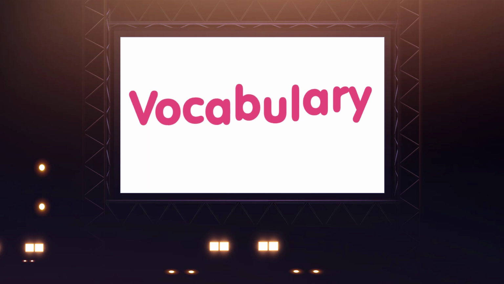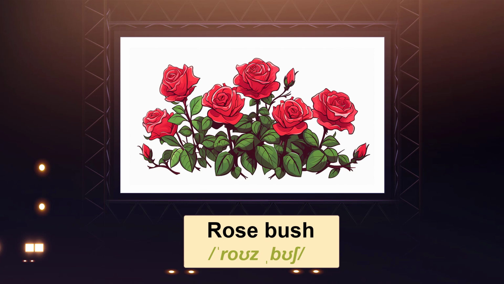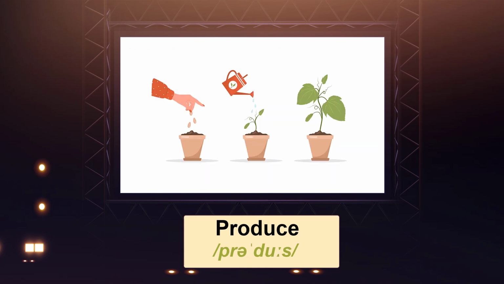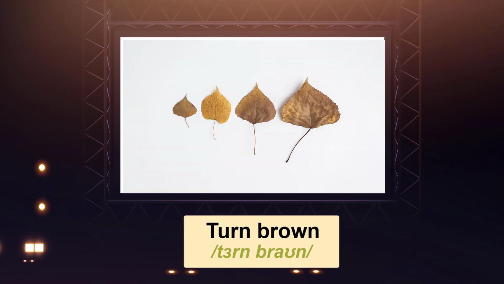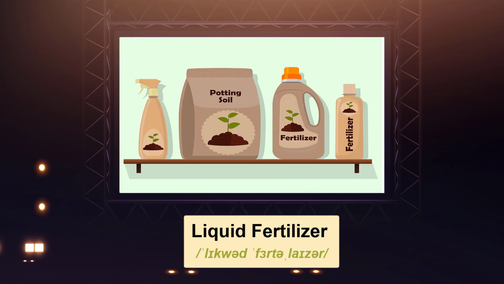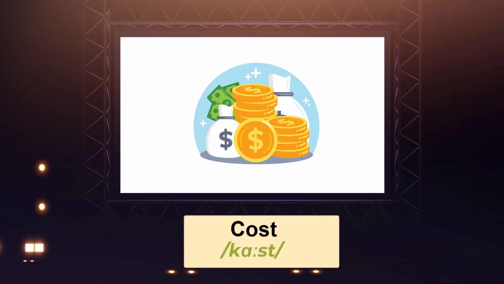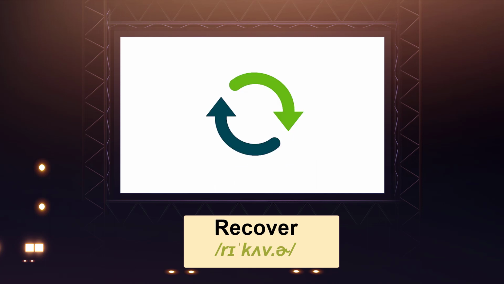Vocabulary. Rose bush. Produce. Leaves. Turn brown. Liquid. Fertilizer. Cost. Recover.